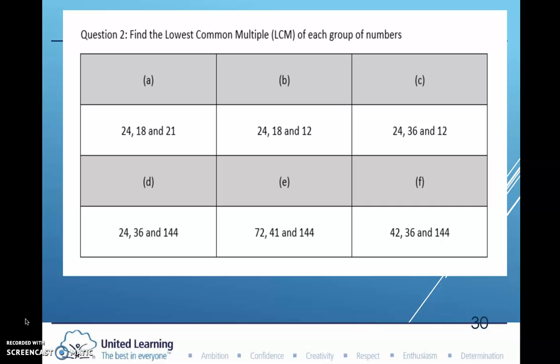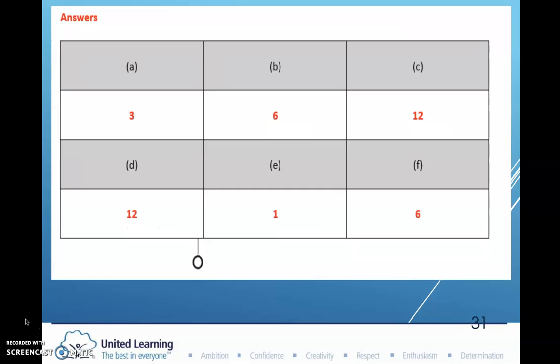And here we go. Now we have a grouping of 3 numbers rather than just 2. So again, I will give you 5 minutes to pause the video and work through these. And here are your answers. Again, make sure you're including your corrections.